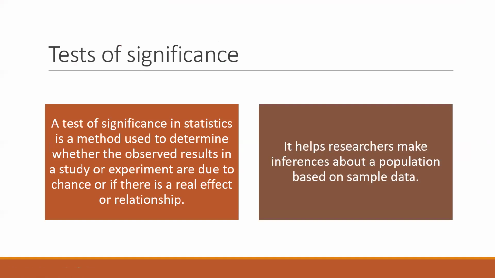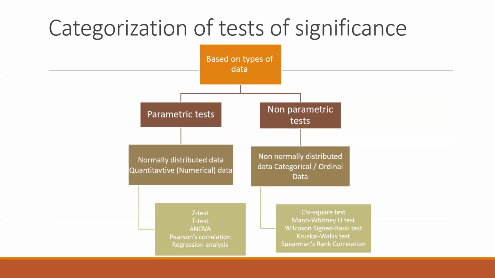So now we come to the test of significance. A test of significance in statistics is a method used to determine whether the observed results in a study or experiments are due to chance or if there is a real relationship or effect between them. It helps researchers make inferences about a population based on sample data.